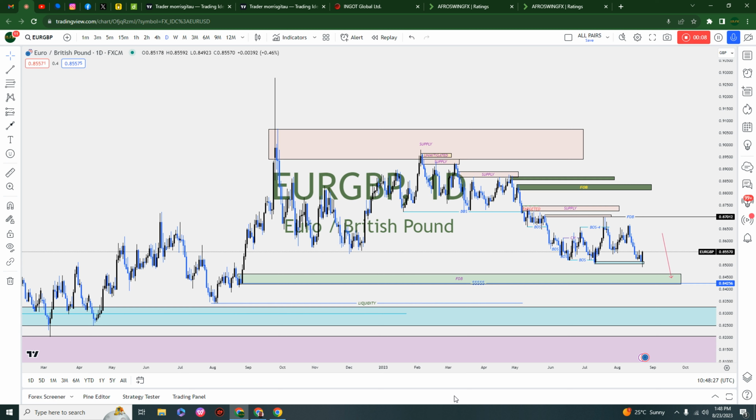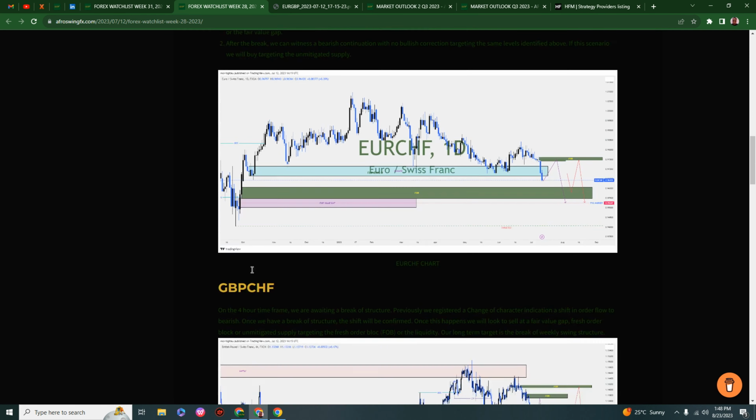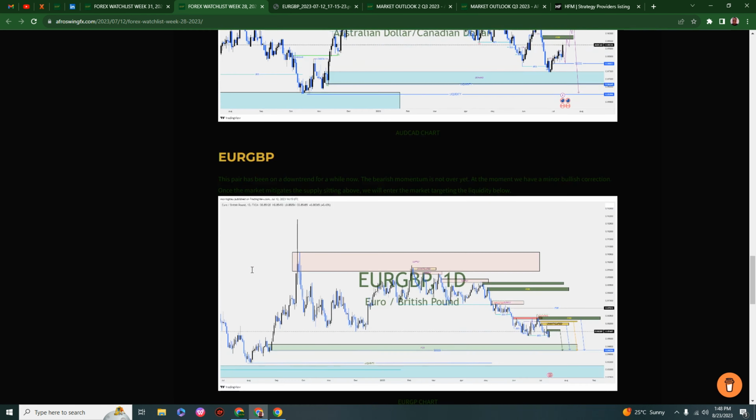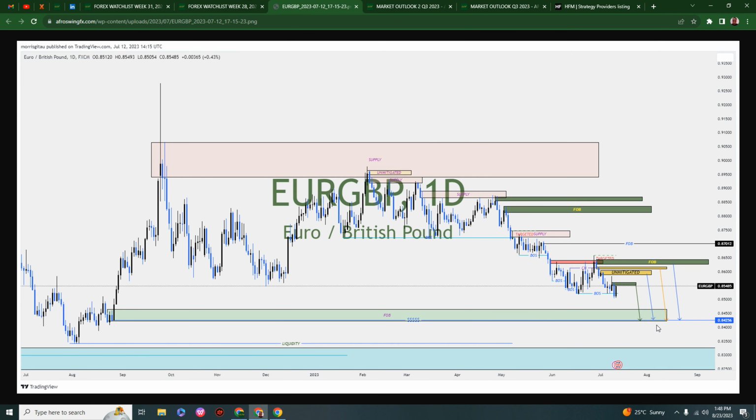I'll start with the analysis that was posted as a Forex watch list week 28 on my website afroswingfx.com. We were bearish on this pair, Euro GBP, targeting this liquidity level at 0.84256. And we had several entry points.